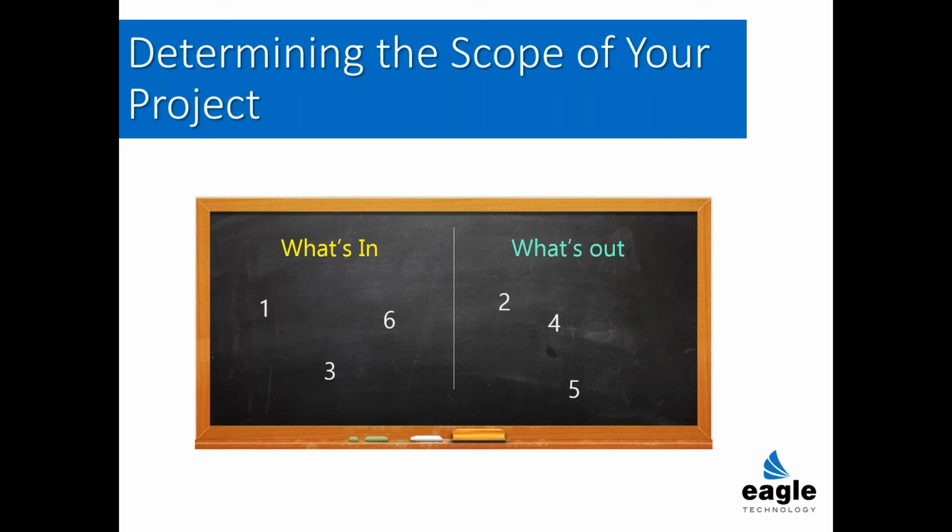So determining the scope of your project is one of the critical points, right? What's in and what's out? Do I have to put inventory in? Do I have to put all my assets in at once? Do I need to barcode them right away or QR code them? There's lots of questions that need to be thought through before implementation.